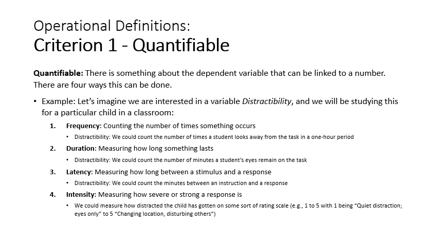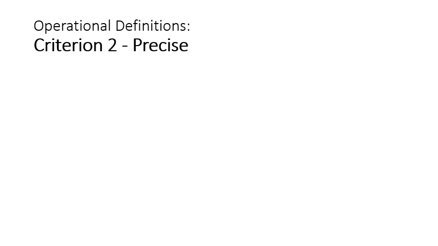And in this case, we'd probably have to have some sort of a scale, so we could measure how distracted the child has gotten on some sort of a rating scale. Like we might have a scale of 1 to 5 for the intensity of a given distraction, with 1 might be like a quiet distraction, only the eyes of the child are diverted, whereas 5 might be changing location, disturbing others, and maybe we would define the stages in between to rate intensity. You can see the common feature in all of these is that they have numbers attached to them. They're quantifiable. The second criterion is that the operational definition has to be precise.